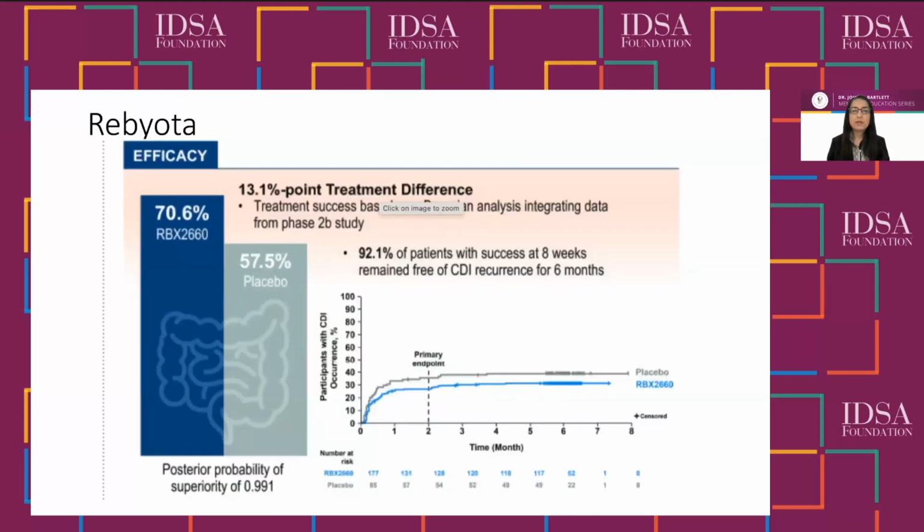The other agent that is a very different approach to this is a single dose of this live microbiome product administered by Anima. And in this trial, they found a 13-point treatment difference between placebo and RBX-2660. The primary endpoint was also success at 8 weeks, and they also followed patients for up to 6 months to determine if they remained free of C. diff recurrence. Next slide.